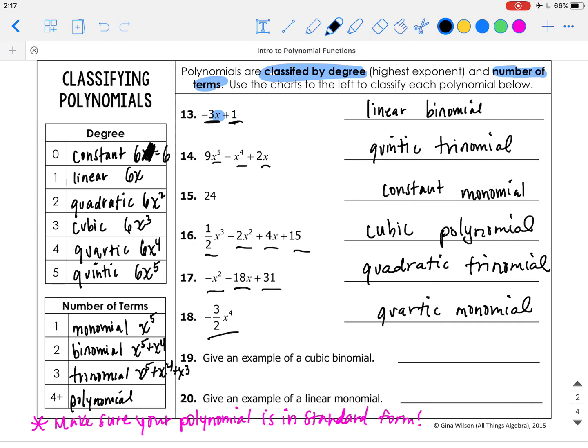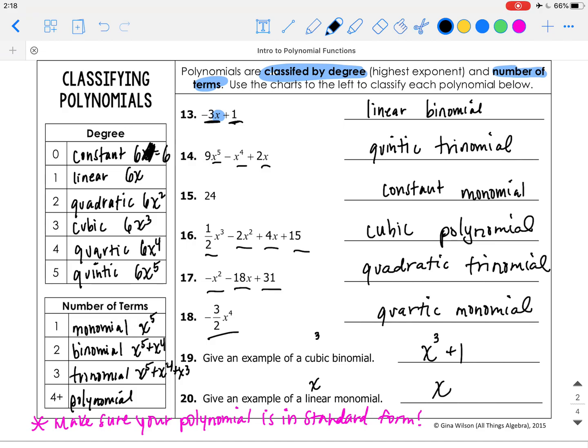And let's see, give an example of a cubic binomial. So cubic just means something has to be raised to the third. Binomial just means that we need 2 terms, okay? So let's say we have x to the third, and we just need another term. And there we go, cubic binomial. Give an example of a linear monomial. So linear just means we are to the first, right? So typically you just see a variable. And monomial just means one thing, right? So here, linear monomial.